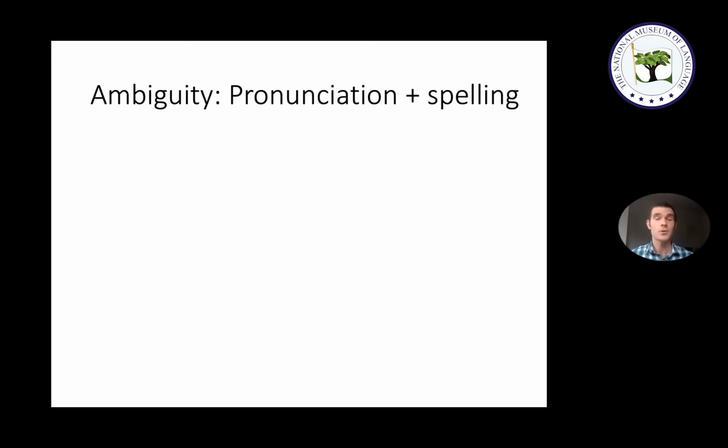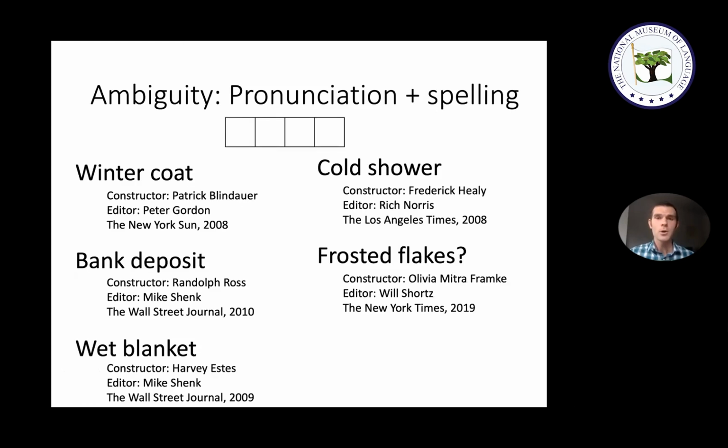A second type of ambiguity you'll see very often is ambiguity that works both with the pronunciation and the spelling. To illustrate this type of ambiguity, I've put here 5 different clues that all lead to the same 4-letter answer. The clues are "winter coat," "bank deposit," "wet blanket," "cold shower," and "frosted flakes." And the answer that all 5 of these clues go to is "snow."